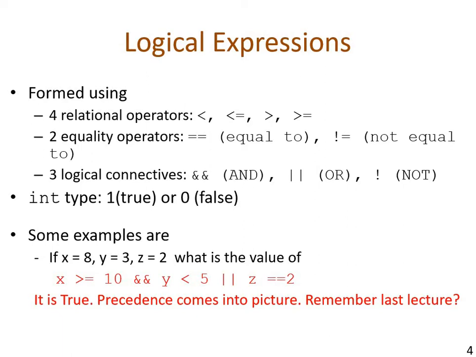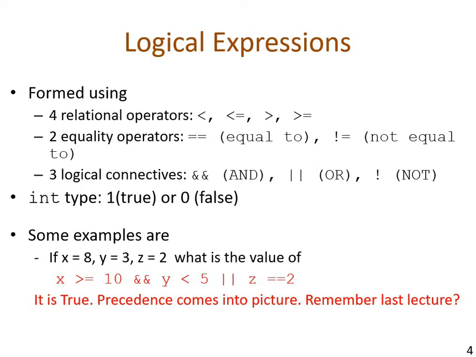And then there are 3 logical connectives that we have. One is AND, the other one is OR, and the last one is NOT. For the integer type of value, 1 is for true and 0 is for false. For an example, if we have x equals 8, y equals 3, and z equals 5, what is the value of the expression below?